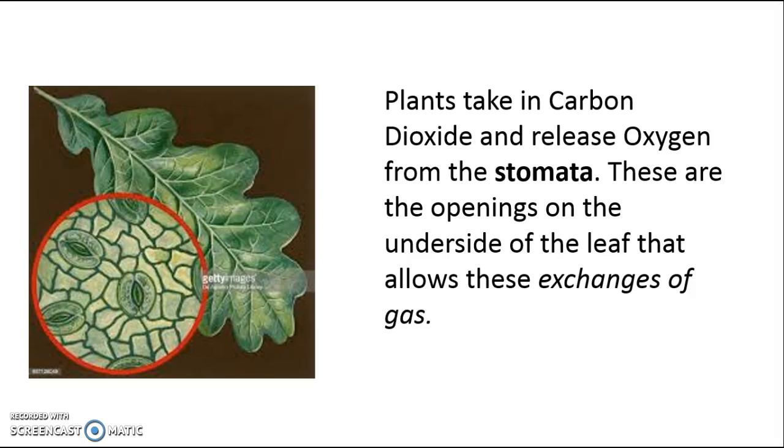We have a picture of a leaf showing the stomata, and the stomata are these little openings right here. Plants take in carbon dioxide for photosynthesis. After the process is done, it releases oxygen. And where that all happens is right here in the stomata. So these are the openings on the underside of the leaf that allow exchange of gases. Just remember, we talked about this in our matter unit, that when I say exchange of gases, I'm talking about carbon dioxide and oxygen, because those are two gases.